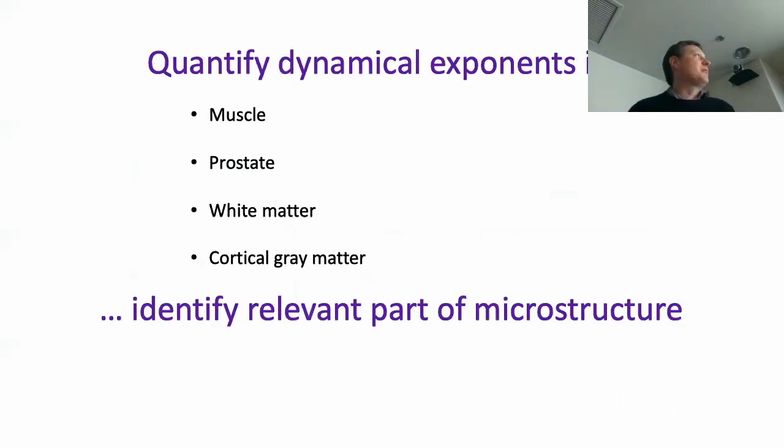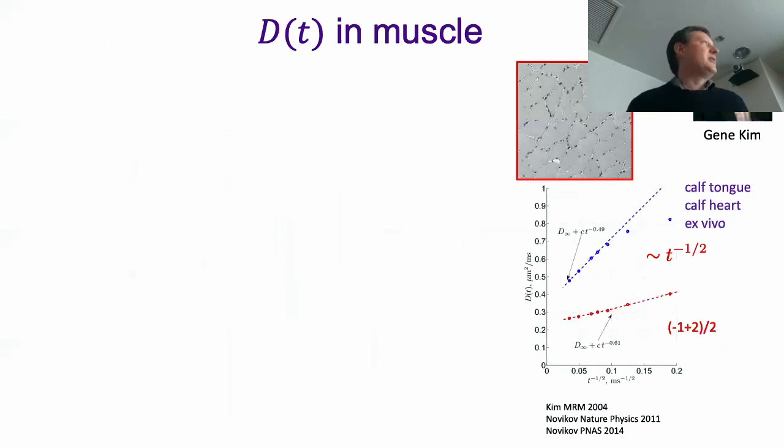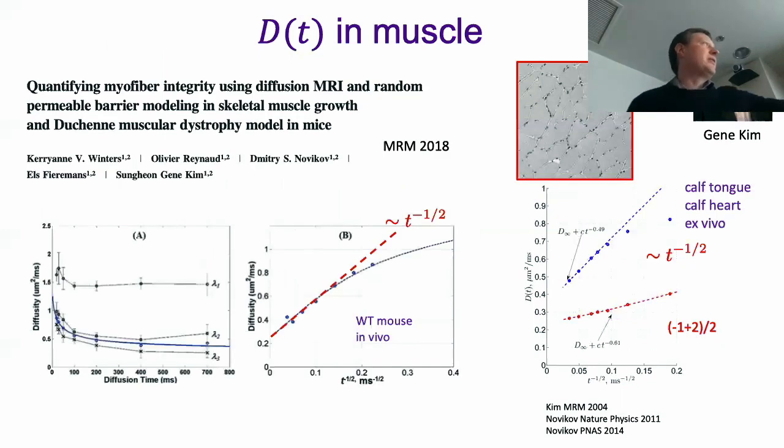So now let's go to different organs and tissues and quantify the dynamical exponents. If we start from muscle, let's continue. This is data that Gene has recently done in his lab as validation on a mouse leg, muscle fibers in the leg, transverse to the leg. You see the transverse diffusion tensor eigenvalues really go down, whereas the parallel one doesn't change much. And the transverse diffusion eigenvalues show this time to the -1/2 behavior.